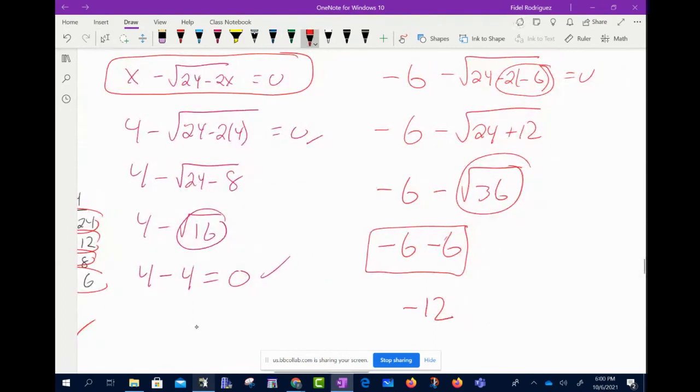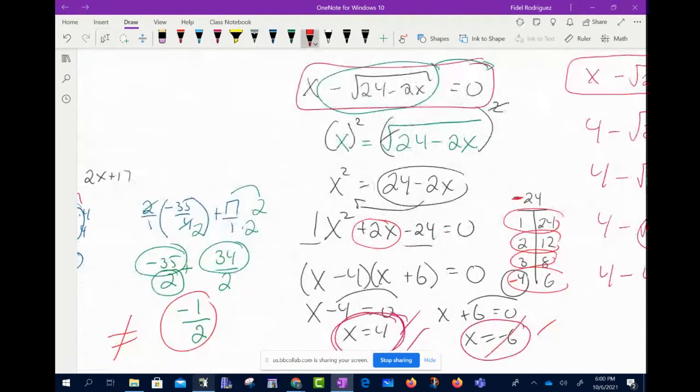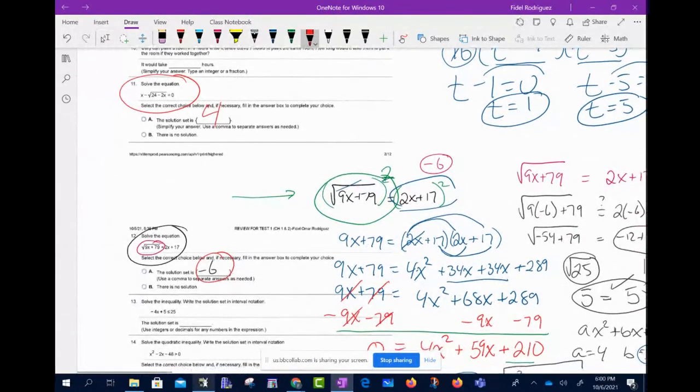Look at the number we have on the right side. Yeah, that's not 0. So that tells me that this number doesn't work. The only one we want to use is number 4, right? So if I was doing number 11, my answer there would be number 4.